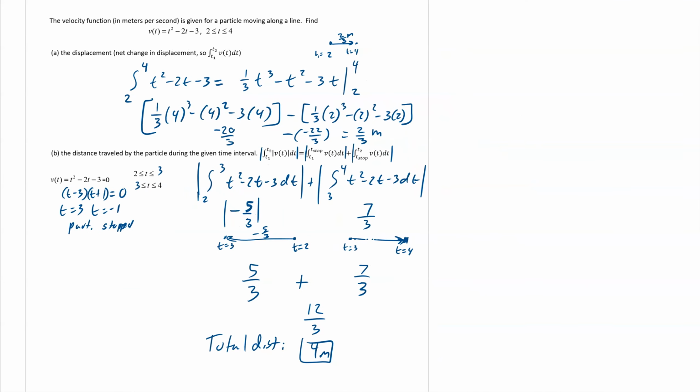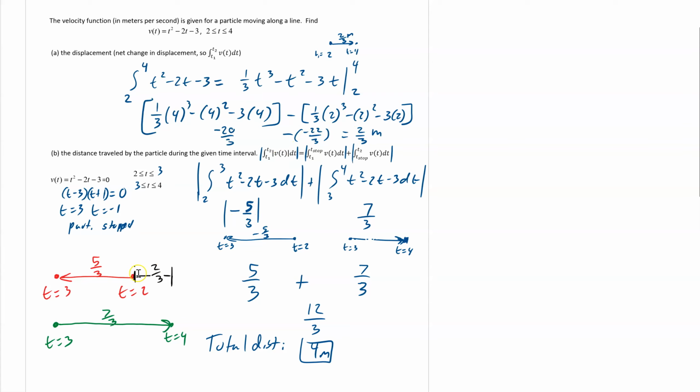So you can kind of look at this picture-wise now. So from t equals 2 to t equals 3, it went left 5/3, and then from t equals 3 to t equals 4, it went right 7/3. So that would be a total distance of 4 meters. Now, if you notice the distance between them, from here to here, that means it had a net displacement of 2/3. So you can see 7/3 take away 5/3 is 2/3. So its net displacement was only 2/3.